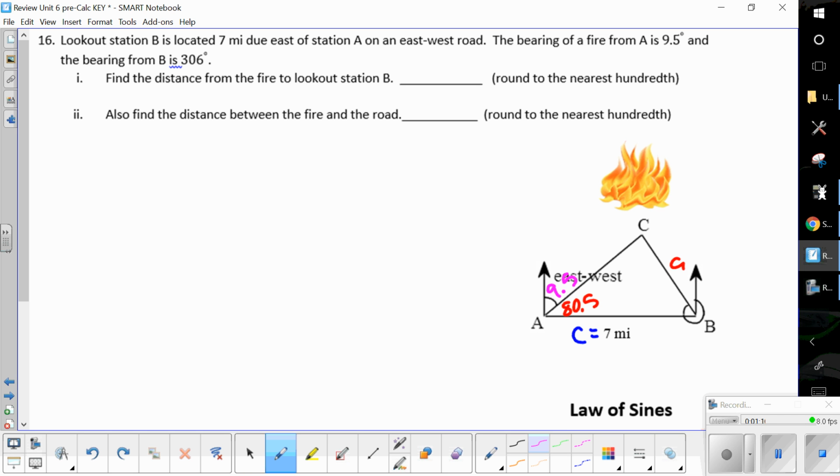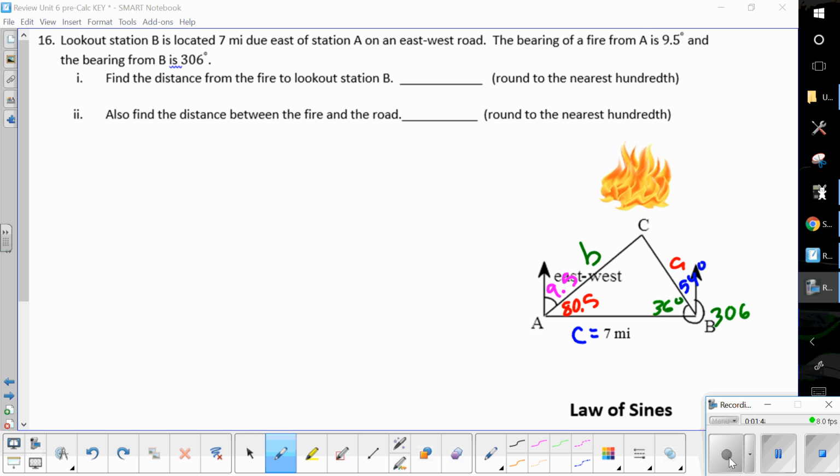And then I'm going to look at B now. So here's a little b if we need it. If this is 306 all the way around, I know that 360 minus 306 is going to give me 54. So that means this angle here is 54. Same concept as before: if I'm looking north and then I look towards the west, it should be a 90-degree angle there. If I do 90 minus 54, I get 36 for this angle.